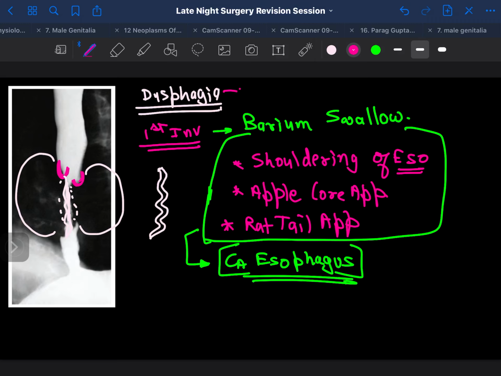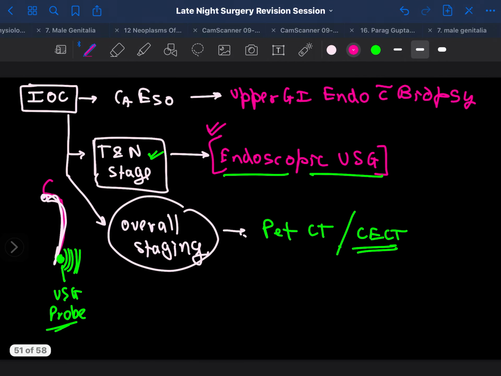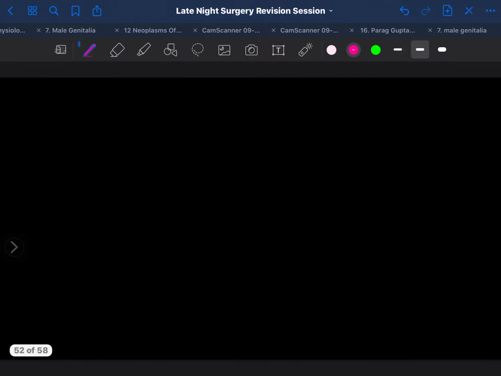The presenting feature is basically dysphagia. Then the first investigation, barium swallow, in this you will get shouldering of the esophagus, apple core appearance, rat tail appearance, which suggests that the patient is suffering from carcinoma esophagus. Then I told you the investigation of choice is upper GI endoscopy with biopsy. For the TNM stage, the investigation of choice is an endoscopic USG, and for the overall staging, the answer would be PET CT or a contrast enhanced CT scan.